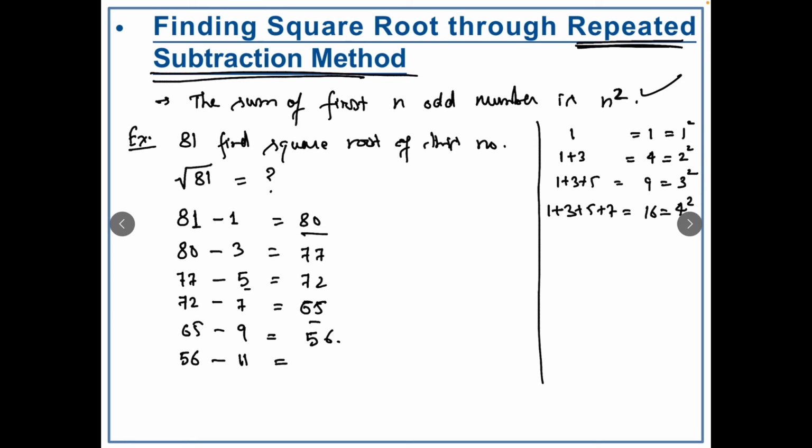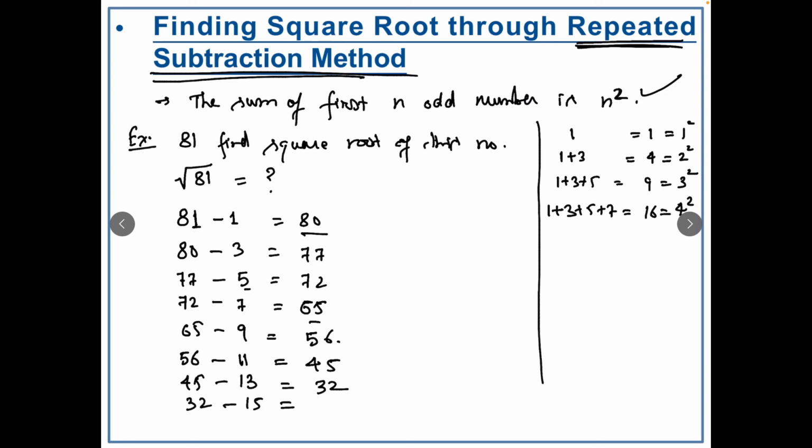So 56 minus 11 is 45. Okay, after 45, write this 45 here and the next odd number is 13. 45 minus 13 is 32. Okay, then we'll write this 32 here. Now the next odd number after 13 is 15.